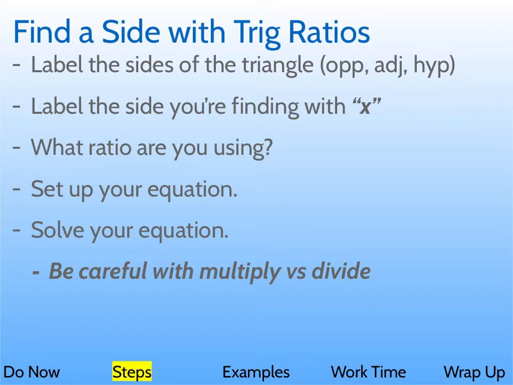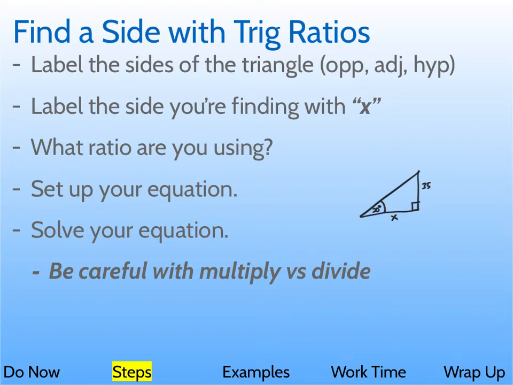Okay, so here are the steps to finding a side using trig ratios. So basically, if you're given a right triangle, and that right triangle tells you an angle, so like, I don't know, we'll call this 20 degrees, and it wants you to find a side, like this side, and then it tells you this side here is 35. So basically, you get a side, you get an angle, and you're looking for a side. That's when you're going to use this.